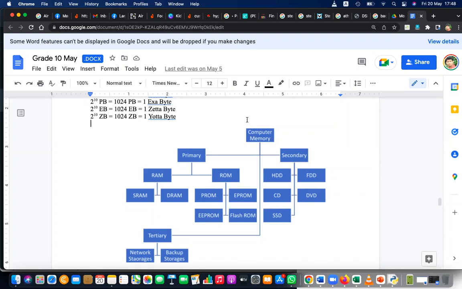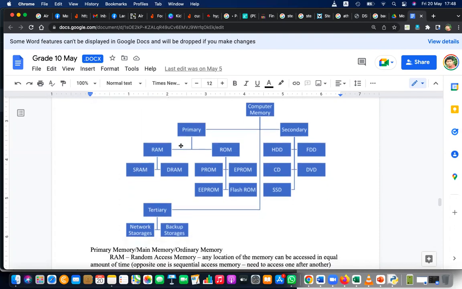Yes, sir, very clear. Okay, then the next thing is primary memory can be divided into two specific categories, RAM and ROM. RAM means random access memory. ROM means read-only memory. Yes, ROM is read only.